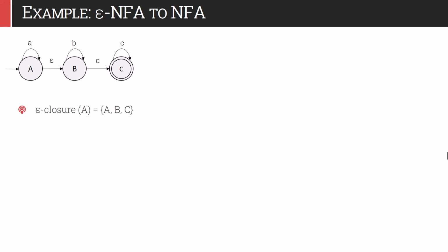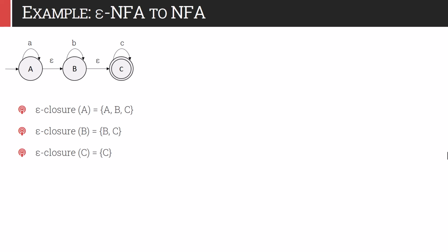So epsilon closure of A would be ABC because we can move to A, B and C just by consuming epsilon. From state B, we can reach C. So epsilon closure of B would be BC. From state C, we cannot go anywhere by reading epsilon. So epsilon closure of C would be just C.